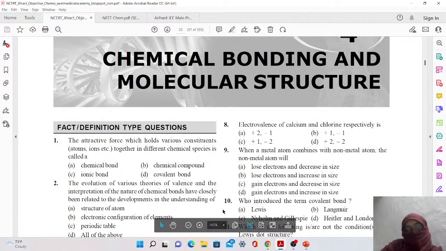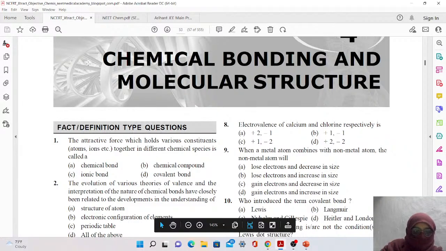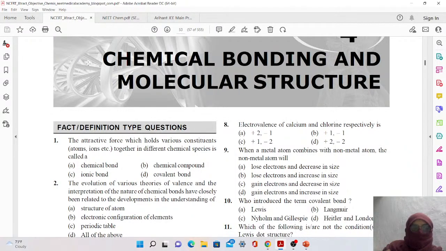If you have the PDF, you can open it, as I have shared this PDF with many of my students. Those who do not have this, please get it from the Spark Academy staff. They'll share these PDFs with you, like Arihant's NEET chemistry PDF and NCERT extract objective. I find this book, NCERT extract objective, excellent for practicing. So make sure that you keep these three at least, the NCERT extract practice PDF. So let's do this.